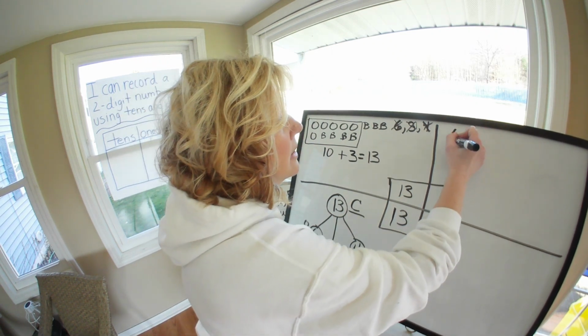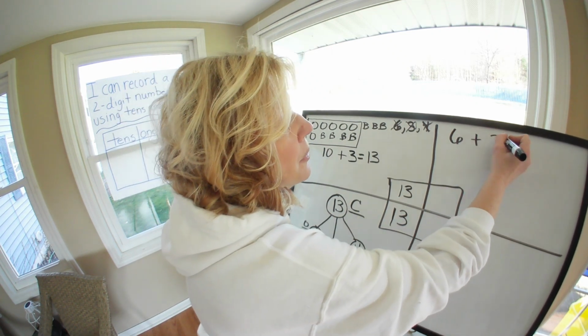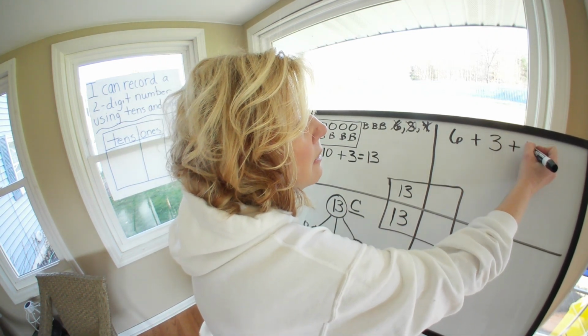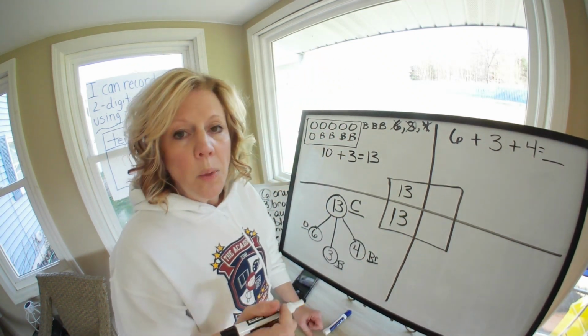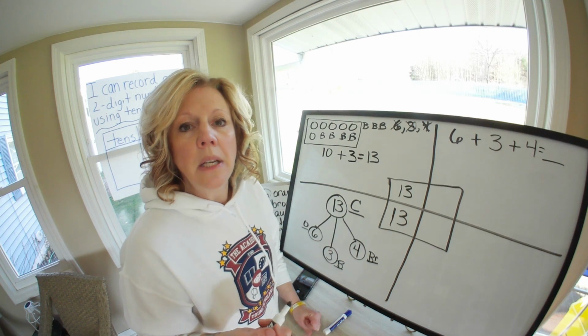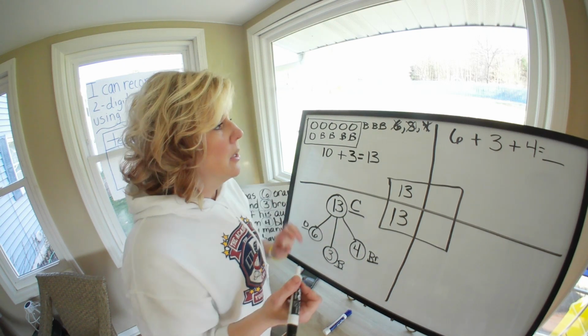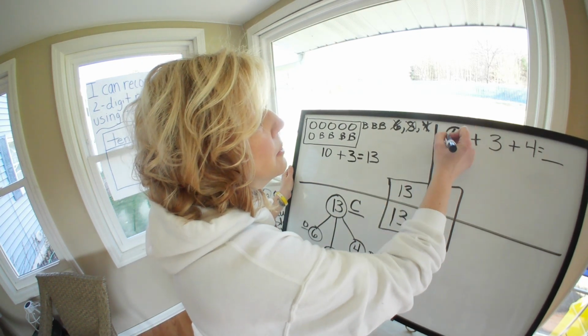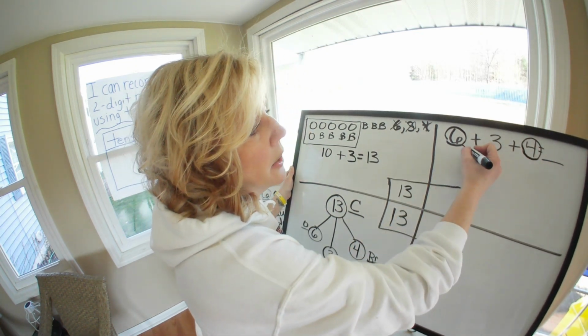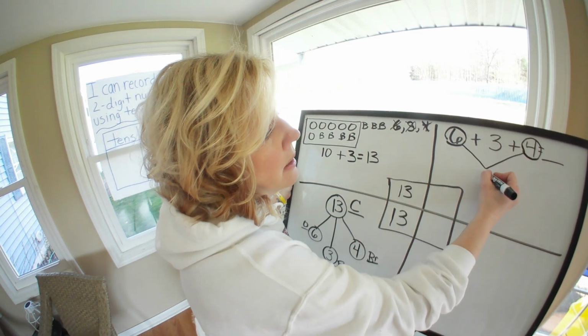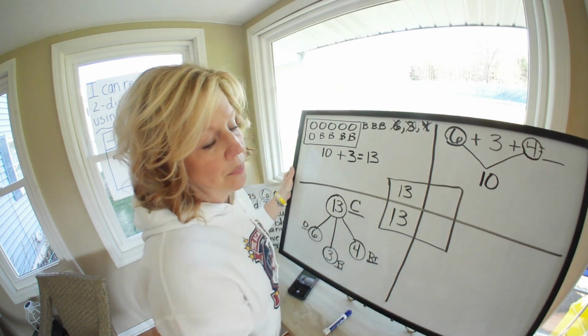We had 6 plus 3 plus 4. And we know it's going to equal something. Now, we said that 2 of those numbers equal 10. So what we're going to do is circle those numbers. We said 6 and 4 equal 10. So we're going to connect those two numbers and put the 10 down here.